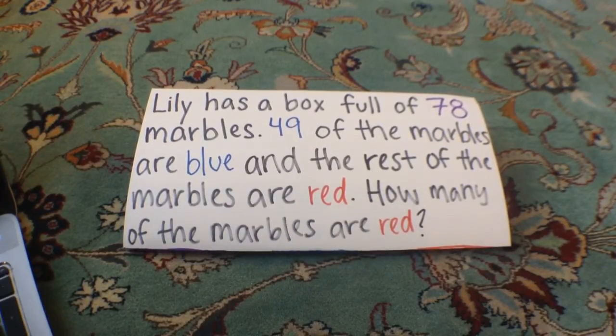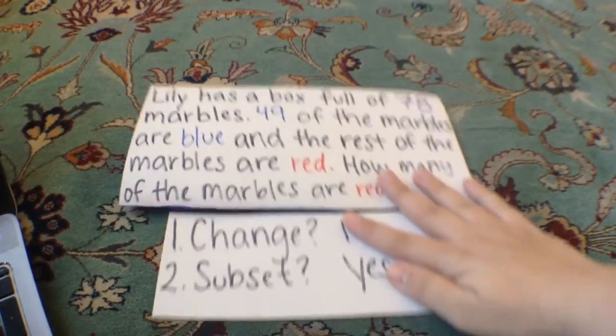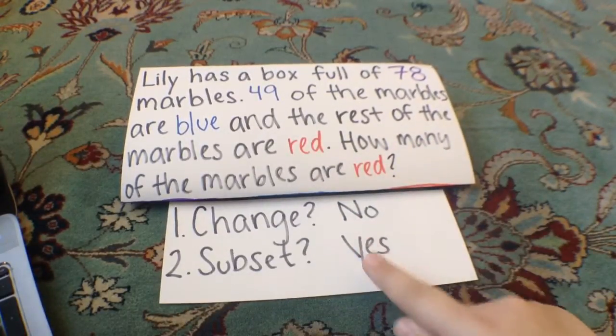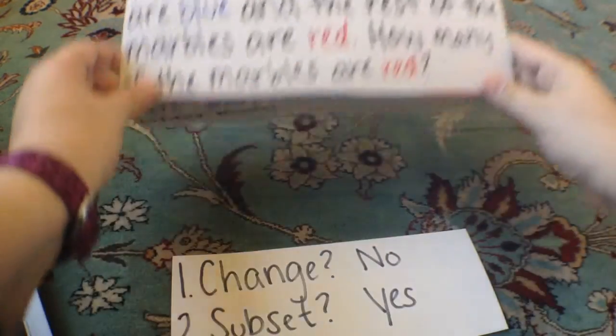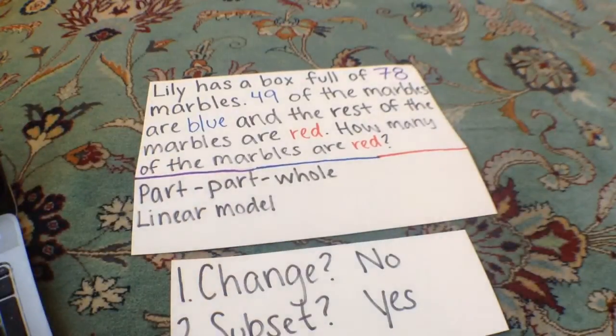By answering these two questions, we can determine what type of problem this is. We found out that there is no change. There's no change, but there are subsets. This can lead us to state that this is a part-whole question.